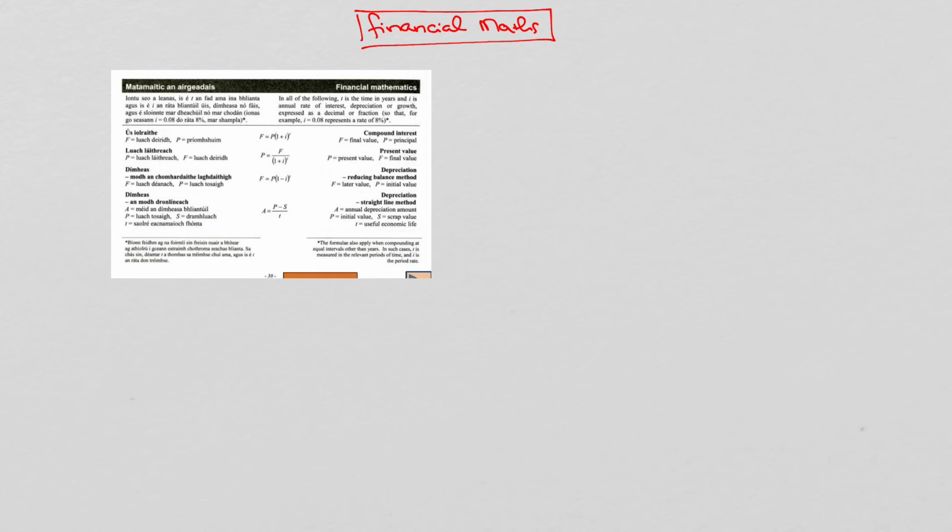You can see it's the very first one there, which is F is equal to P times 1 plus I to the power of T. And this is going to be used in 3 different ways. So rearranging it to look for future values, which is what F is going to represent. P, present value. T will represent time. And I is going to represent interest.